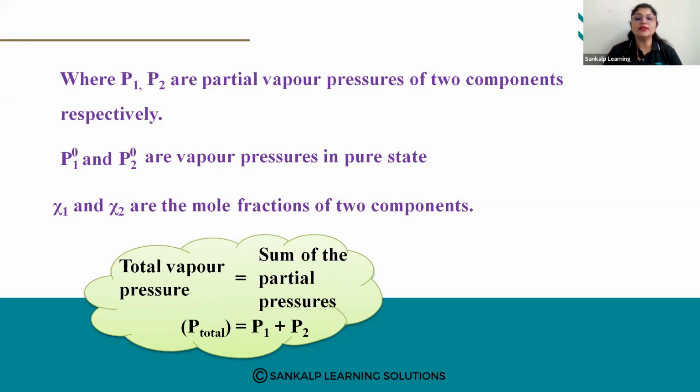Then how do you calculate the total vapor pressure? Whenever you want to calculate the total vapor pressure, you have to add the sum of all the partial pressures. So P total is equal to P1 plus P2, that is the sum of all the partial pressures. Okay, this is important. Note this down. Based on this equation, we are going to solve some problems.